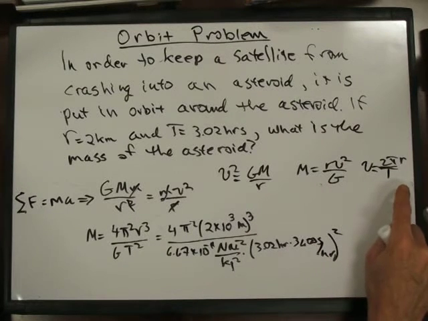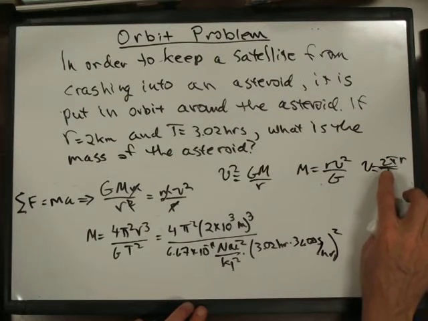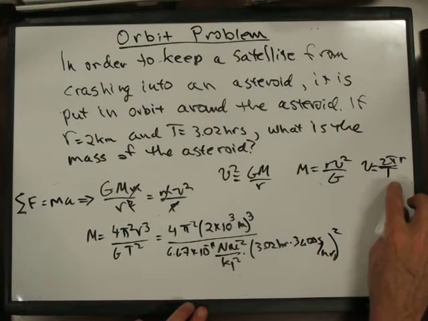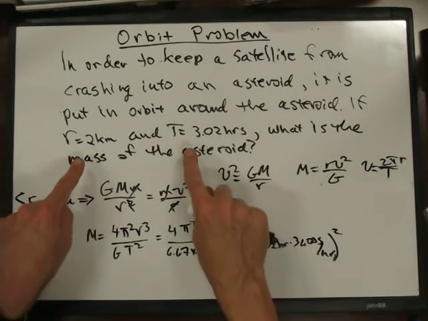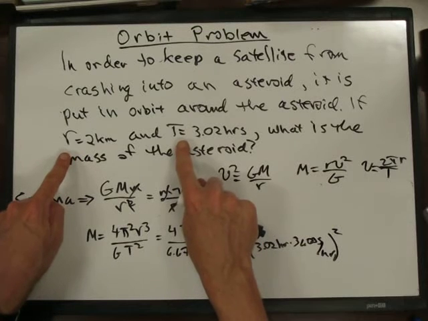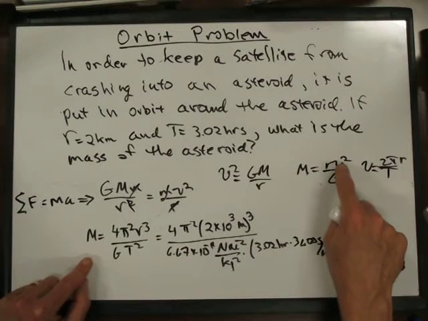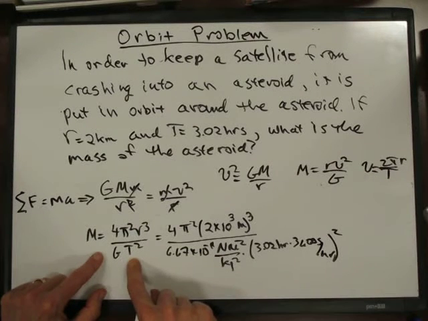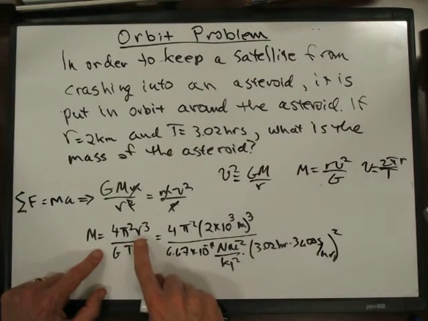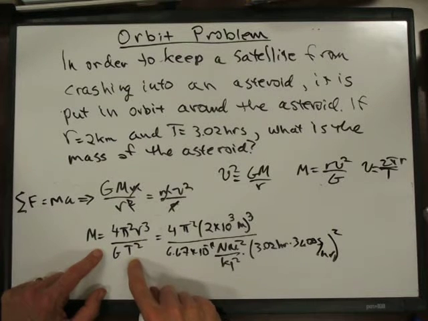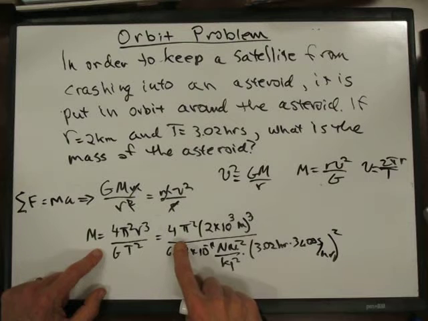Now, if you remember that for a circular orbit, the velocity is just the circumference divided by the period, and this is a nice way to write the velocity because they give us the radius and the period. And so if I substitute this in for v in this formula, I get this one. The mass is equal to 4 pi squared r cubed over G times the period squared. And so then I just plug in for all of those things because I know all of them.